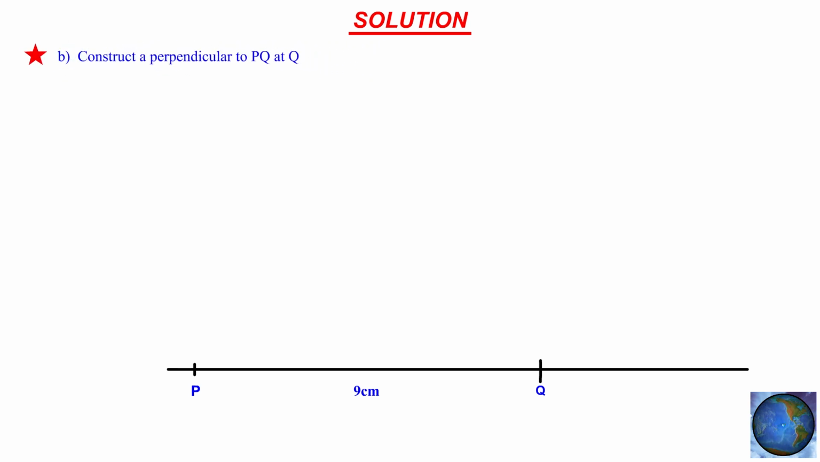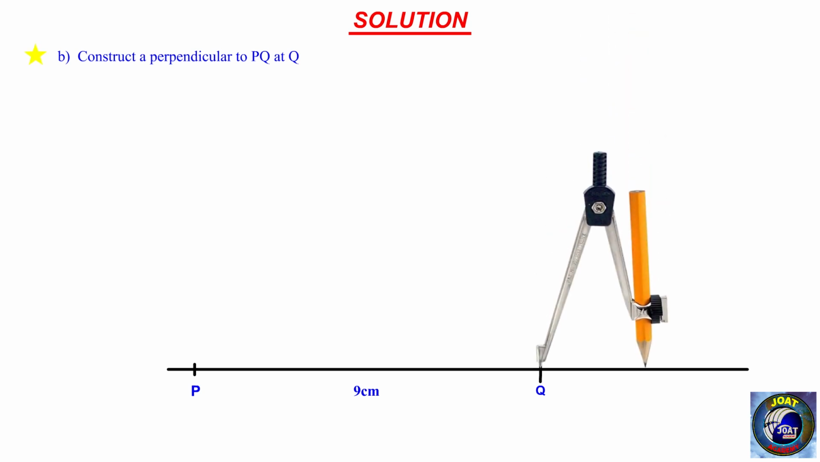Construct perpendicular to PQ at Q. This means constructing a 90-degree angle at Q. In question number 1, I explained in detail how to construct a 90-degree angle. You can also watch my video titled, How to Construct a 90-degree Angle for further understanding.